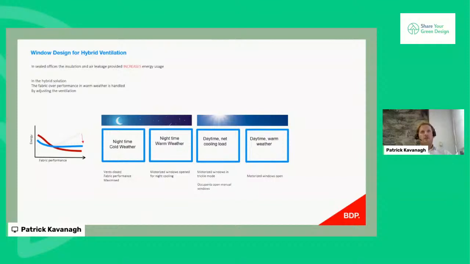So in a hybrid solution, the fabric over performance in warm weather is handled by just adjusting that ventilation. So again, in nighttime cold weather, the vents are kept closed and the fabric performance is maximized. In nighttime warm weather, those motorized windows open for night cooling. In the daytime, when there's a net cooling load, those motorized windows are just in trickle mode and the occupants then can open the manual windows as they wish. And in warm weather during the day, the motorized windows are automatically opened by the BMS.